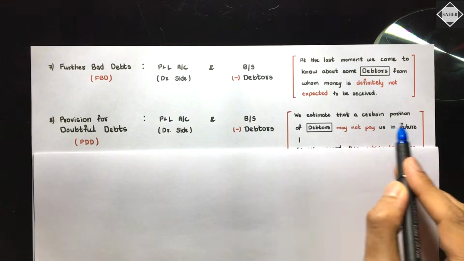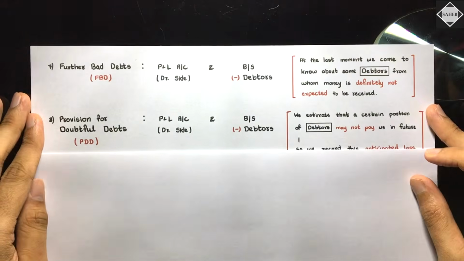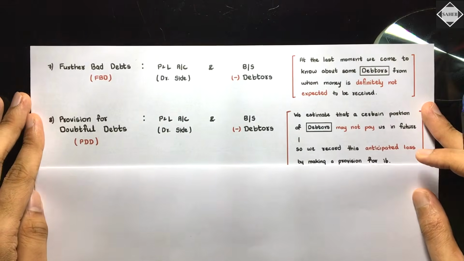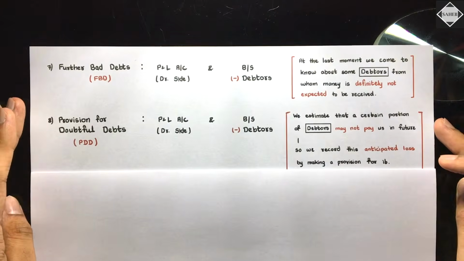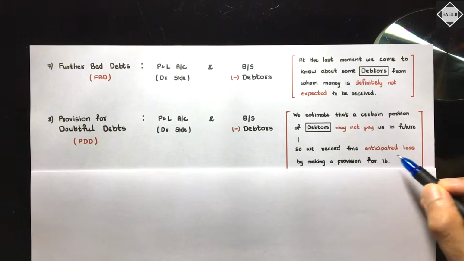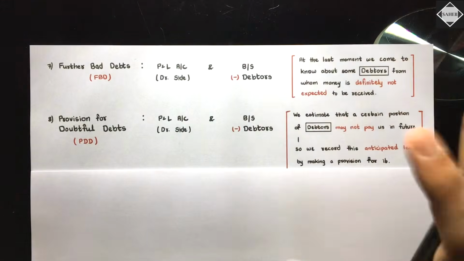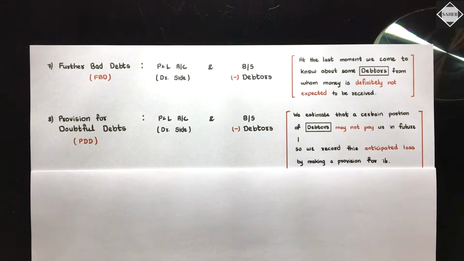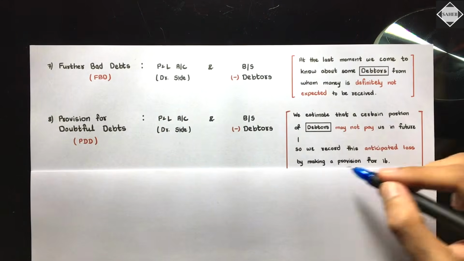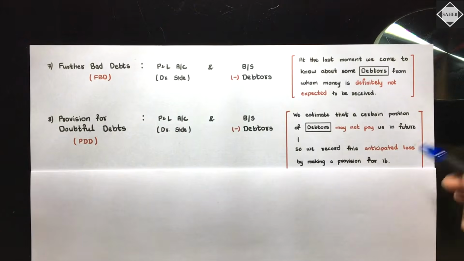Yeah, we have estimated this, right? See here, we estimate that a certain portion of debtors may not pay us in future. We have a doubt in our mind. Yeah, we are not sure, we have a considerable doubt. So what are we going to do? Our accounting principle says, conservatism principle, if you have a doubt like this, and it's a considerable doubt, then it is an anticipated loss. Yeah, it is a future loss. You have anticipated that 5% maybe will not come. So you have to record this anticipated loss by making a provision for it. Now, how are you going to record the anticipated loss? The loss has not happened. The loss may happen in future.